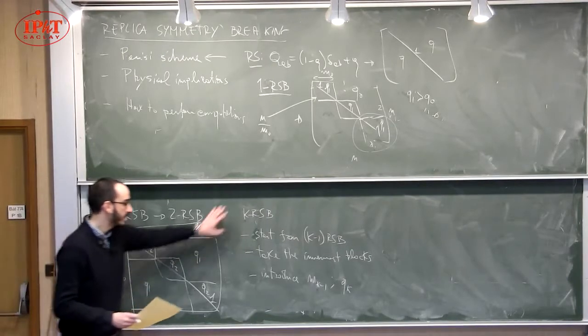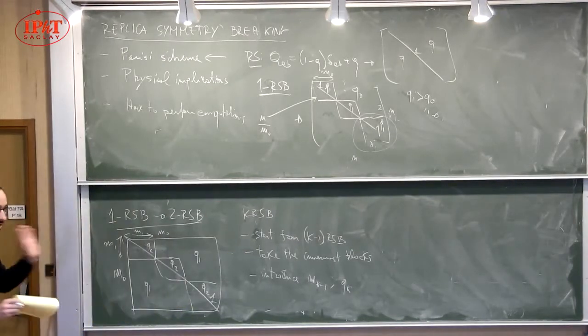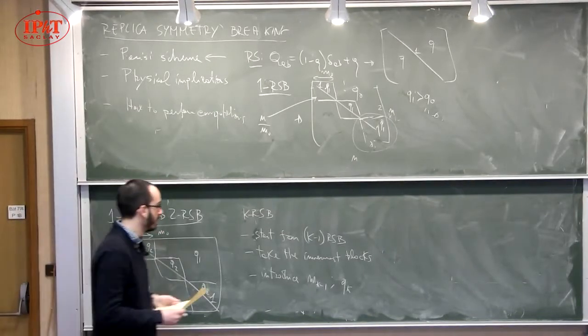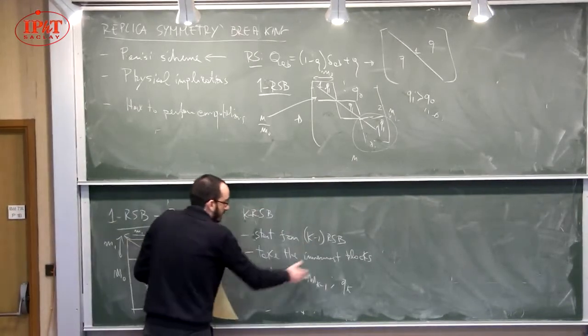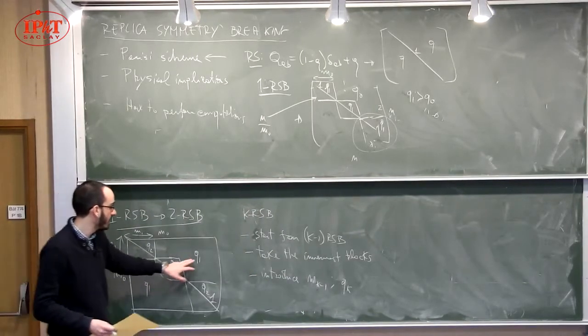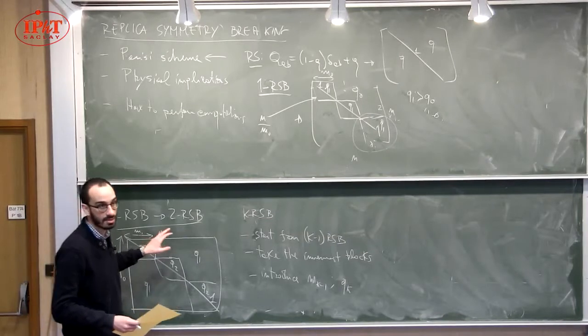Okay, so this is an algorithm. It's just an ansatz for the matrix Q_ab. And of course this ansatz depends on a lot of parameters because you have all the q's and m's.